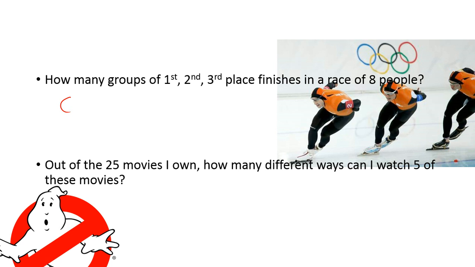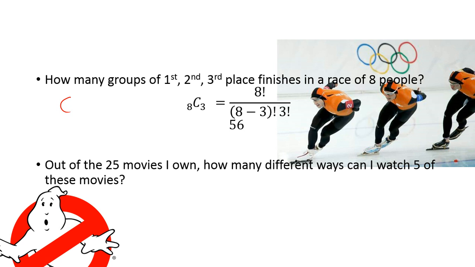Okay? And our combination would be 8C3. And then we would plug all the stuff in, and then we would solve it. And if you were to simplify this, you get it down to 8 times 7, which is 56. Okay? So it's a combination because we just want groups of 1, 2, 3. We don't want the order. Now the second one, out of the 25 movies I own, how many different ways can I watch 5 of these movies? Now this one, again, you've got to make sure you can identify how many different ways can I watch it, not how many groups of the 5 can I watch, how many ways.